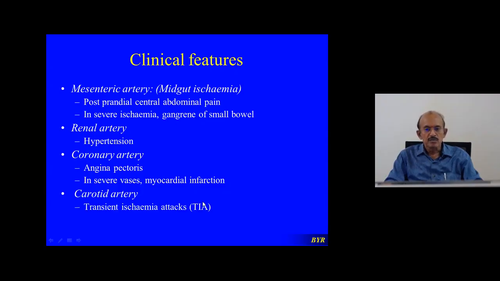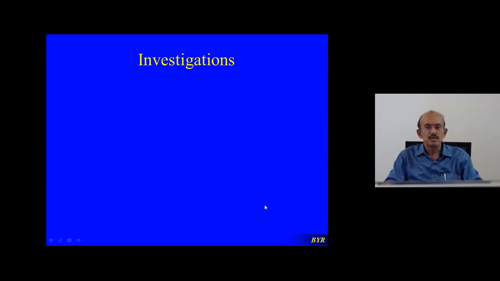Carotid artery, the patients will have, in the initial stages, transient ischemic attacks. Later, there will be hemiplegia in severe cases. Okay, these are the clinical manifestations of atherosclerotic obstruction to the various vessels. You must remember, atherosclerosis is a generalized disease process. Even if the disease manifests in the lower limbs or upper limbs, you must investigate the vital organ blood vessel supply, perfusion, by appropriate tests.